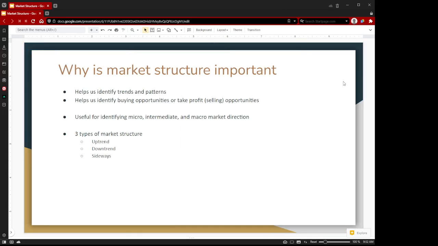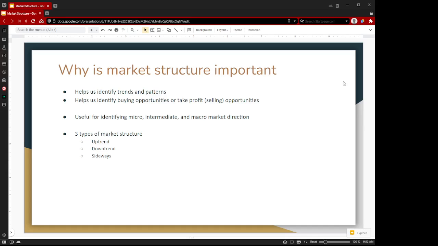And so, starting off with why market structure is important, like I just said, it helps us identify trends as well as patterns, and we'll get into some of those line patterns in a bit. But more importantly, if we understand market structure, it's going to help us identify buying opportunities as well as selling opportunities. And even further than that, it's going to help us prepare for future opportunities, because if you're watching market structure, you're always thinking a step ahead. You're always planning for what if this happens, what if that happens, and market structure is the heart of that thought process.